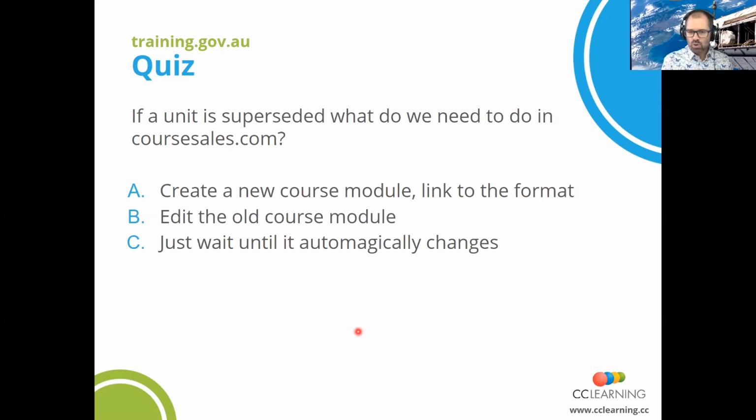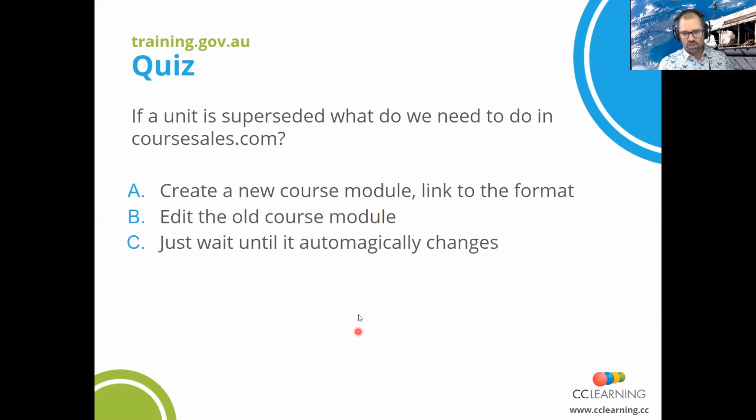If we edit the old course module, it could have a knock-on effect where that old course module has been used for other qualifications or other students during the year, or even in past years. If you're planning on recreating things like statements of attainment for students who attended the year before or the year before that, or qualifications, record of results, you really want to keep those old course modules there.